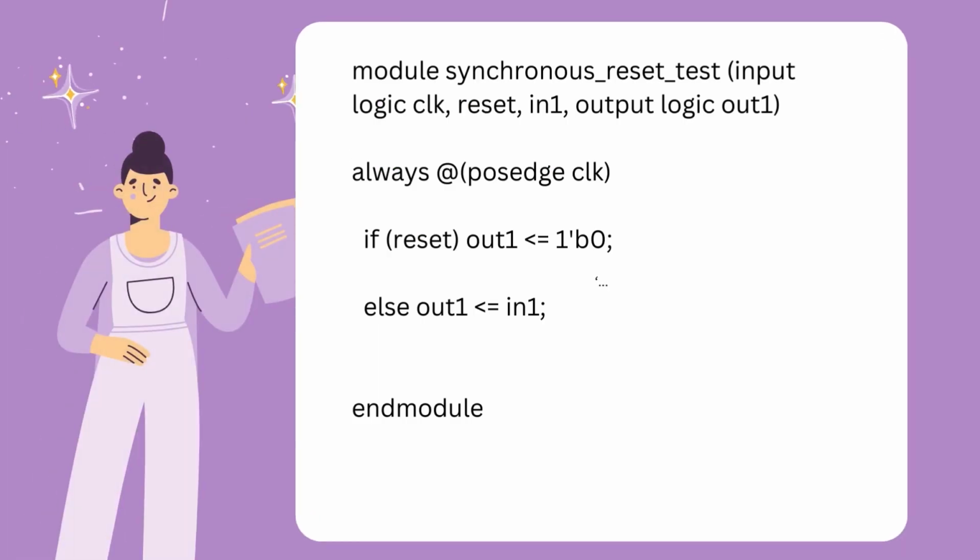If we are using active high reset, then the code will change like this. Always @(posedge clock). If reset condition is high, then we are assigning output with zeros, else we are assigning output with input.